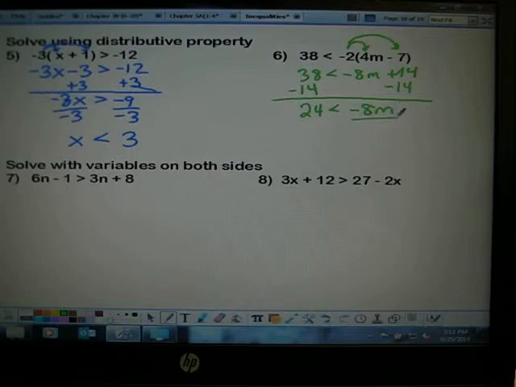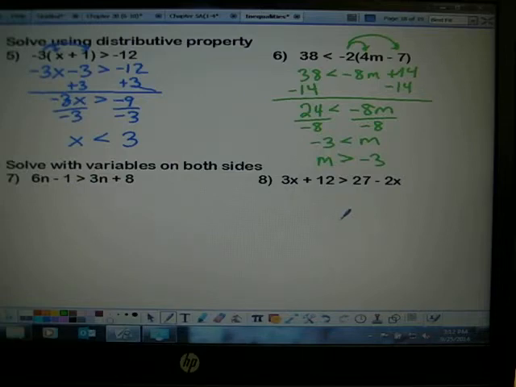Divide both sides by negative 8. And you get negative 3 is less than m. But again, we want our letter on the left, so we're going to switch sides, and we're going to switch that sign. M is greater than negative 3.